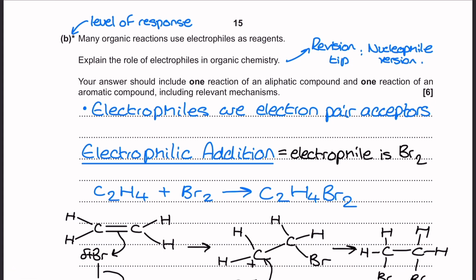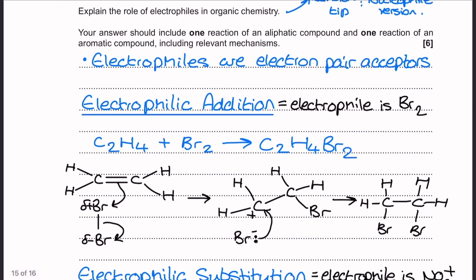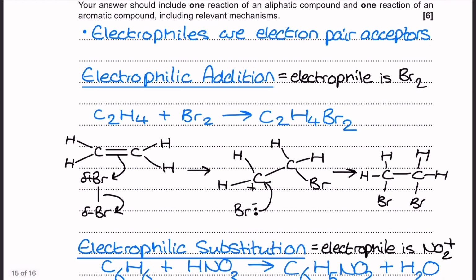Your answer should include 1 reaction of an aliphatic compound and 1 reaction of an aromatic compound. You could do a version of this, not quite aromatic necessarily, but you could do a version of this with a nucleophile. So you've got nucleophilic addition and nucleophilic substitution on your A level. I would have a think about how you could do a similar kind of question, testing yourself on all of that. So, electrophiles are electron pair acceptors. That's the first thing I'm going to mention about this.